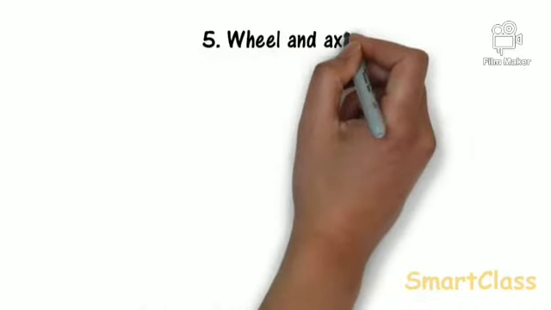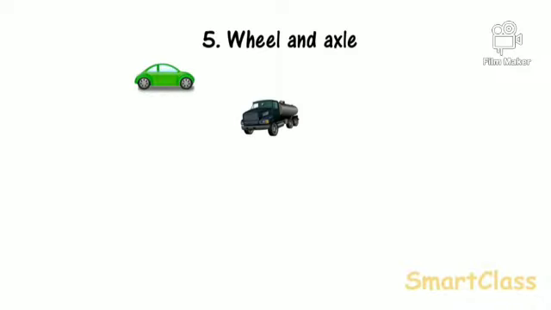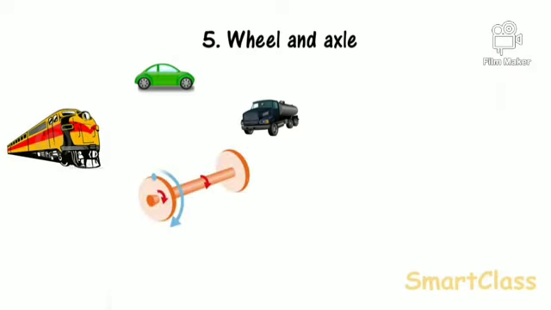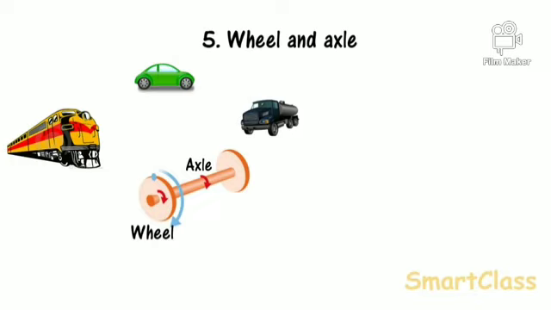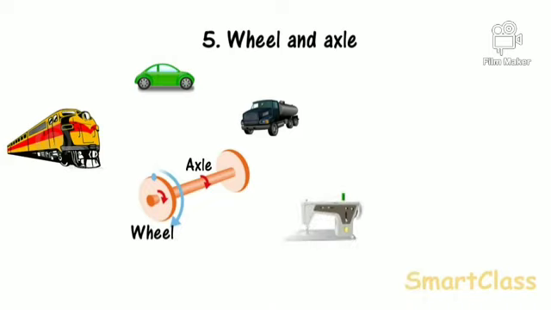Wheel and axle. Some machines like cars, trucks and trains move on wheels. The wheels used in all these machines have a rod in the center known as an axle. A wheel and an axle together make a simple machine. Most machines have wheels in them to turn other parts, for example, a sewing machine, an egg beater or a screwdriver.